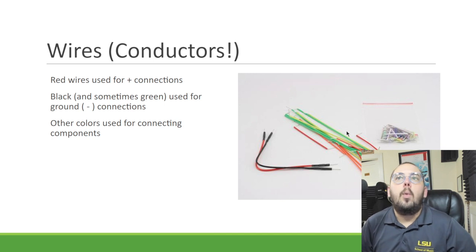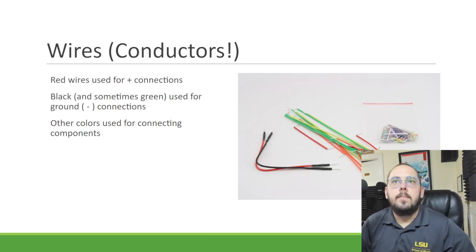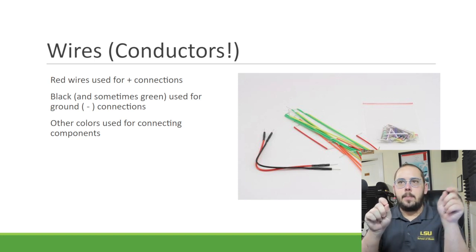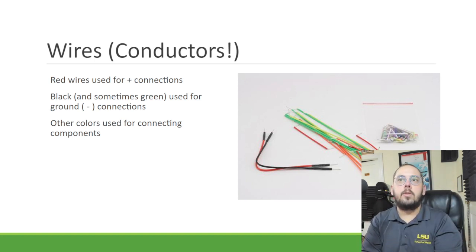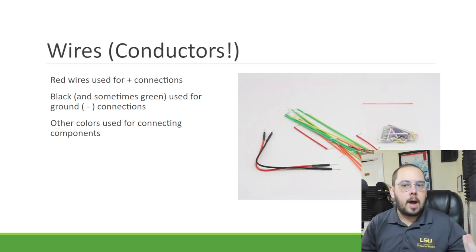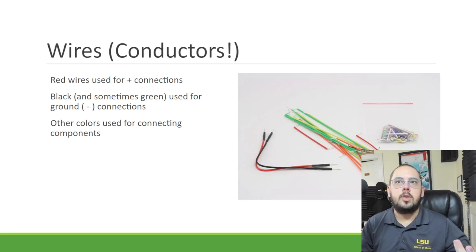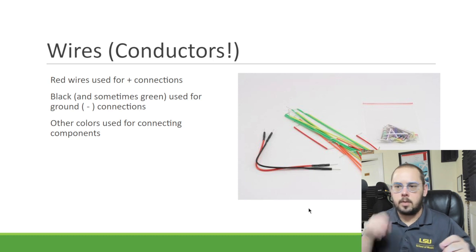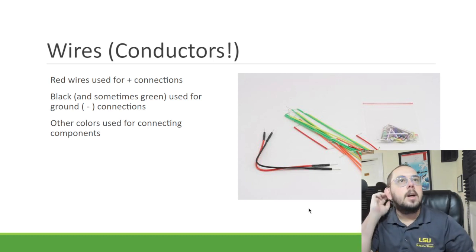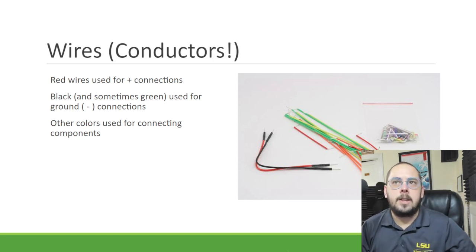Okay, wires. So like I mentioned, the wires are conductors. We can connect it from A to B and it'll flow the electricity through it. There's going to be a variety of colors that you have access to. These are sometimes called jumper wires, jumper because we're plugging them in and connecting them. But there are a few conventions for what certain colors are used for.